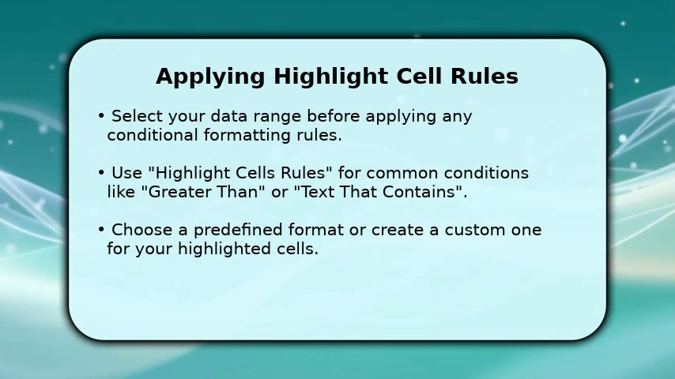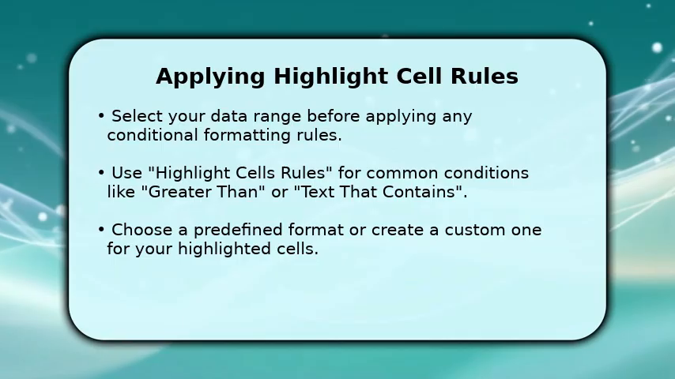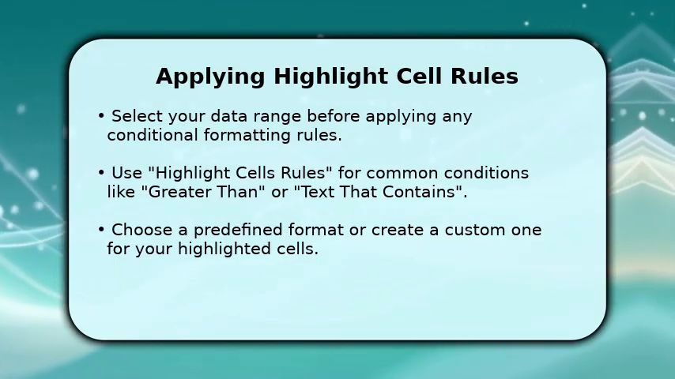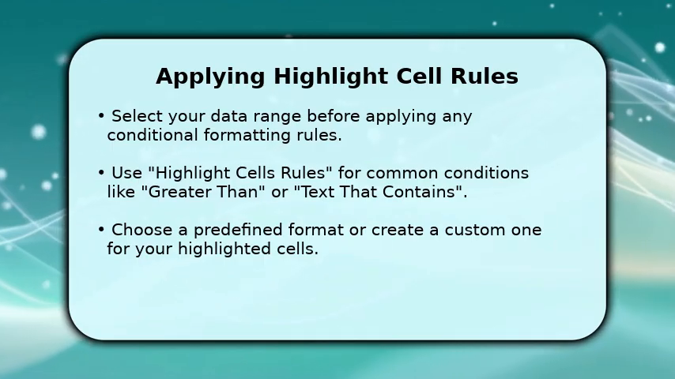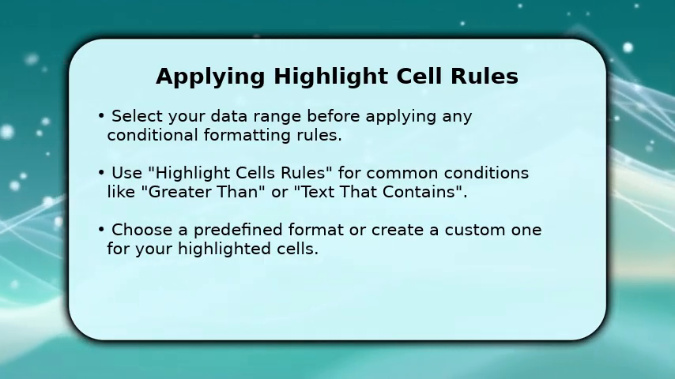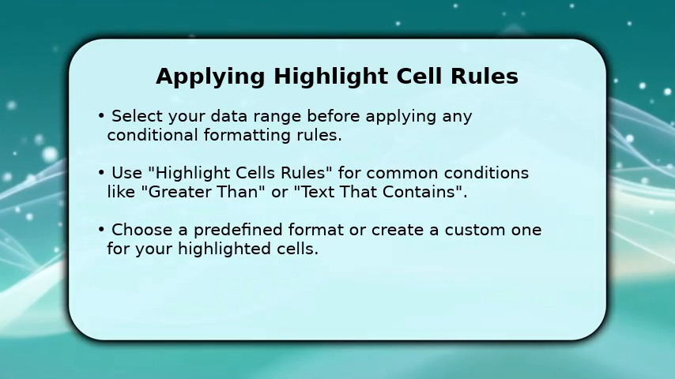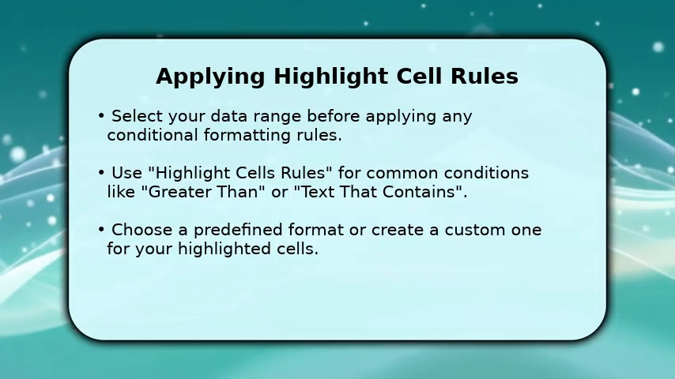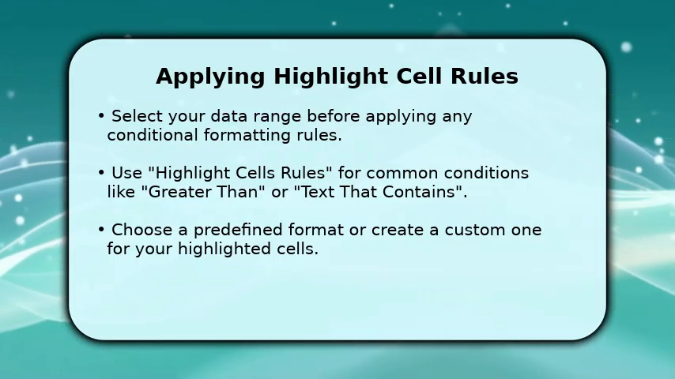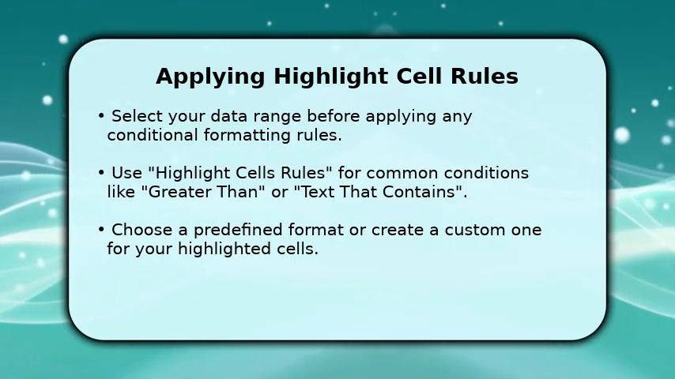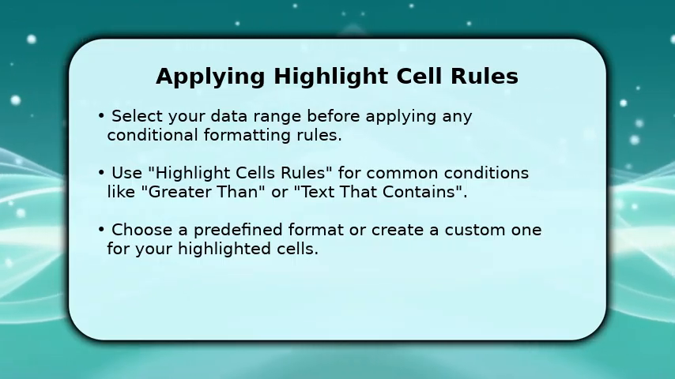Let's begin by applying some basic highlight cell rules. First, select the range of cells you wish to format. Then, navigate to the Conditional Formatting button on the Home tab, usually found in the Styles group. From there, choose Highlight Cells rules. You can easily set rules like highlighting all numbers greater than 50 or all text containing a specific word. Excel offers several built-in formatting options, or you can customize your own.